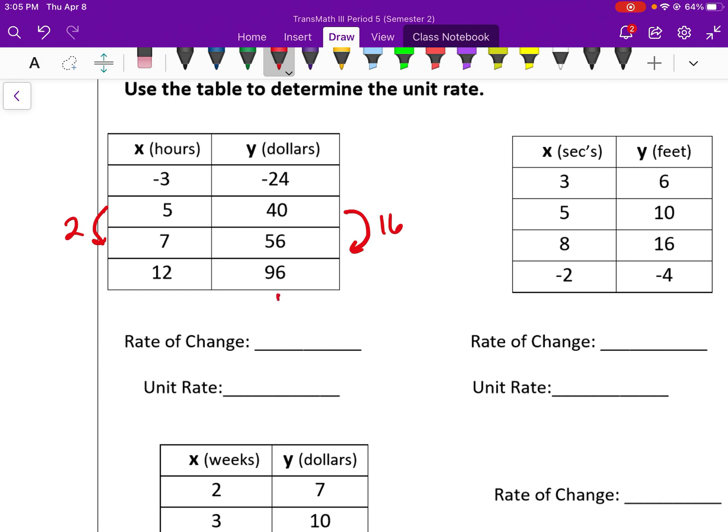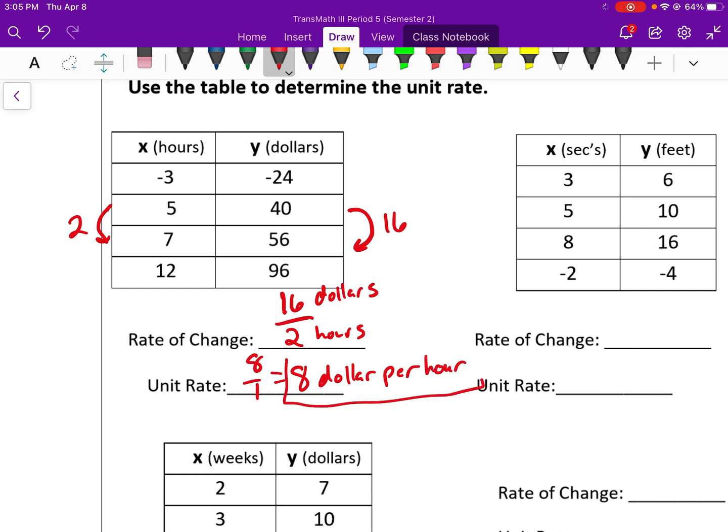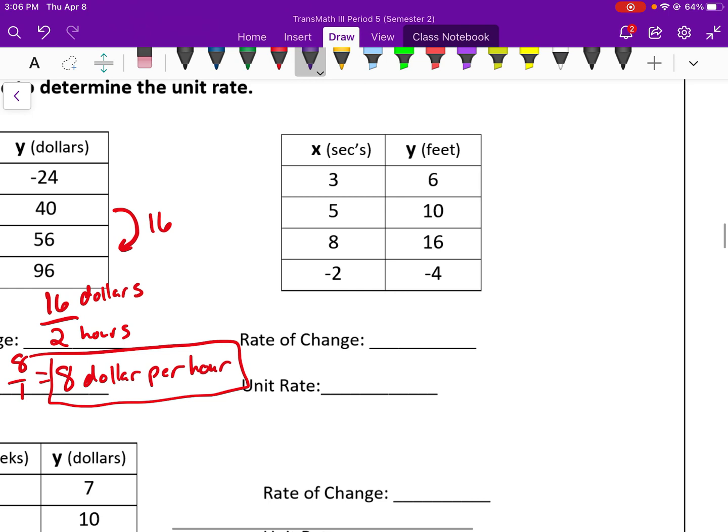So the rate of change is change in y over change in x, 16 over 2. For y we're talking dollars, for x we are talking hours. Now for the unit rate, we need that denominator of 1. So dividing both top and bottom by 2, we get 8 over 1, which is just 8. And we're talking dollars per hour. There we could be talking about your salary, your hourly wage. All right, let's go to the next one.